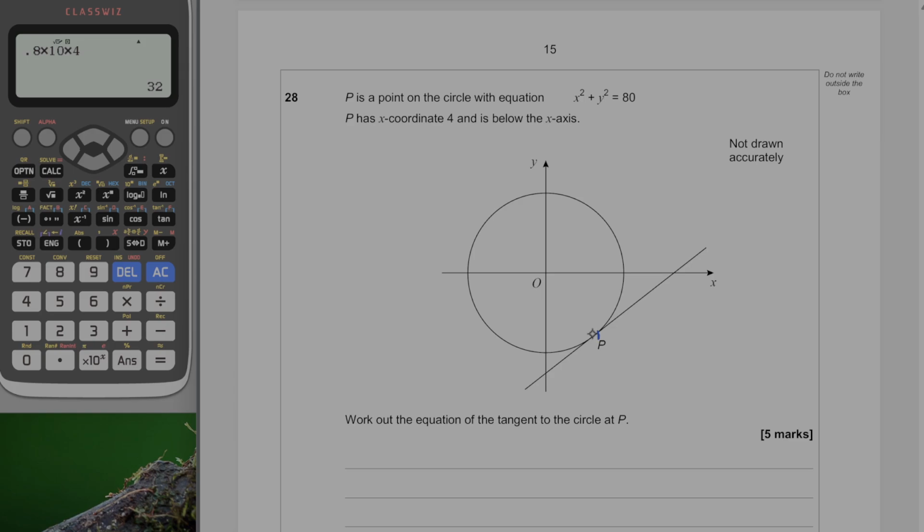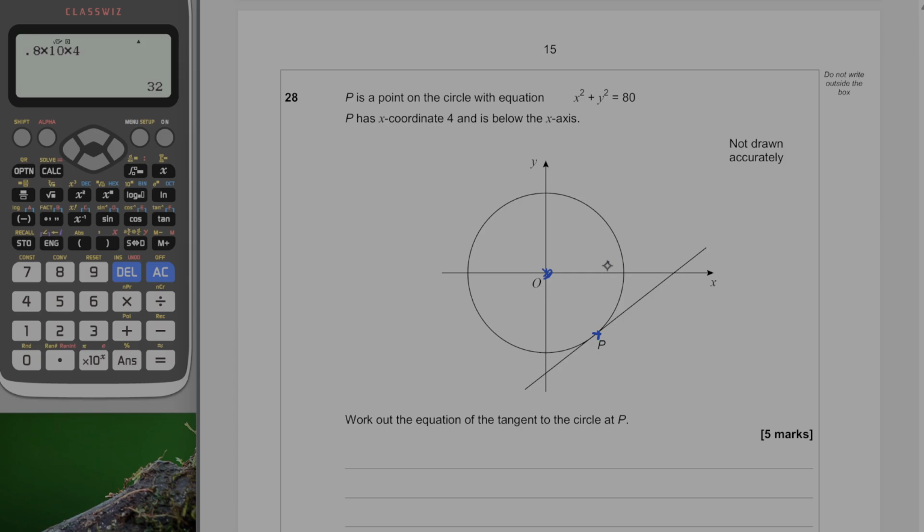Okay, right. So this is quite an awkward one, so I'm just planning it in my head. I want the full coordinate of P. I can say that the tangent is going to be at a right angle with the radius, to find the gradient of that line. So I'm going to start by working out the coordinate of P.